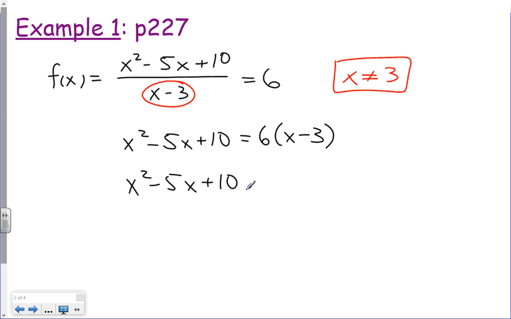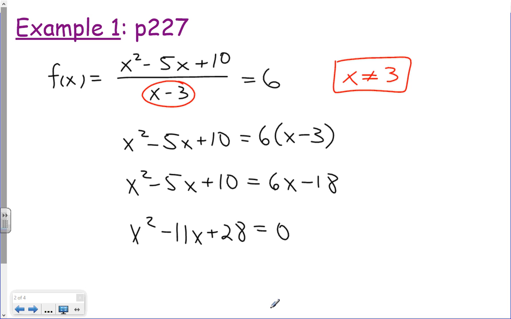All right, let's multiply the right side out here. So you'll have 6x minus 18. This is just a quadratic equation, actually, so let's just move the 6x and the 18 over to the other side. So subtract those. You'll have x squared. When I subtract 6x, it'll be a minus 11x. When I add 18, it'll be a plus 28, and that's equal to 0.